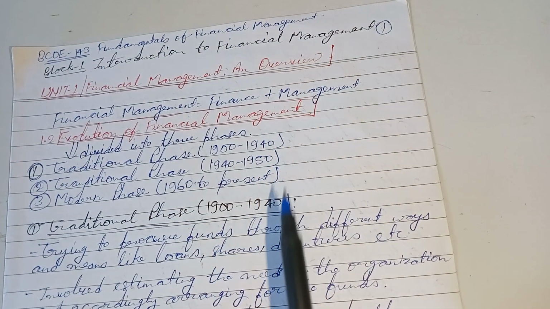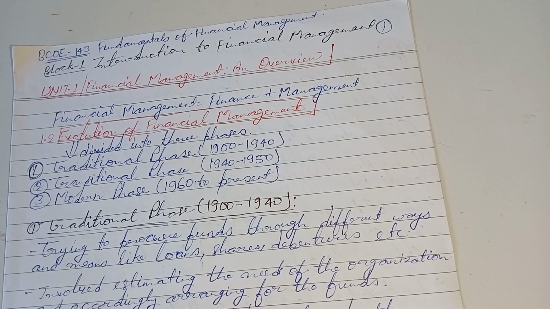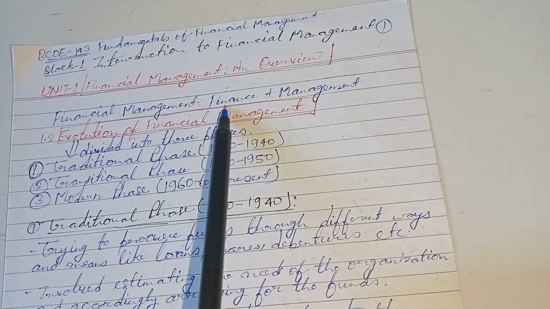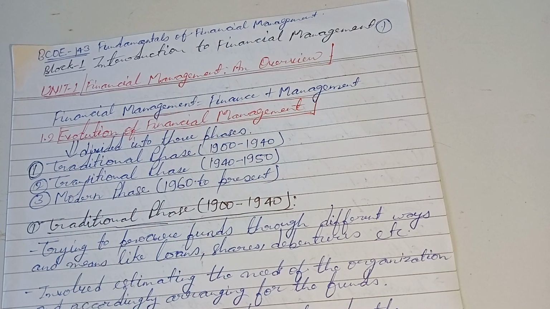So here in this unit we will discuss the overview of financial management. Okay, so now let's start. As you can see on your screen, the first thing that is given is financial management. Financial management equals finance plus management. It means that financial management is related to finance and management, that is, how we can manage the finance.